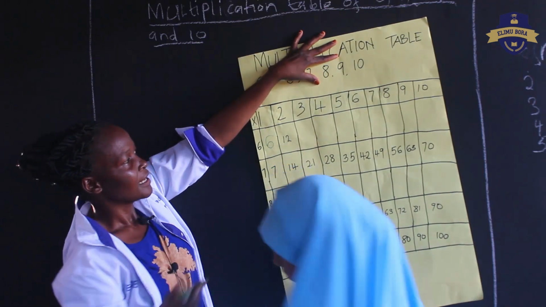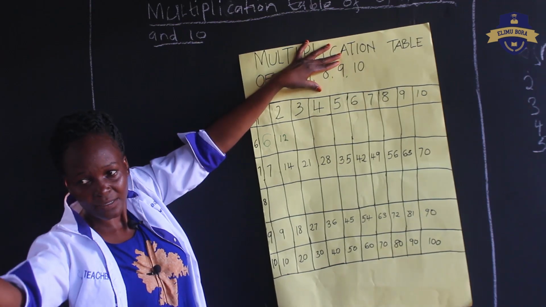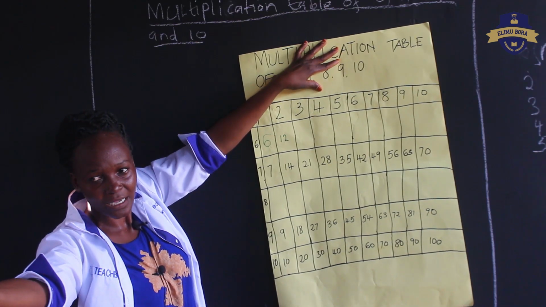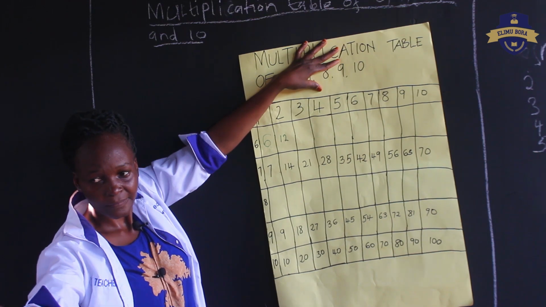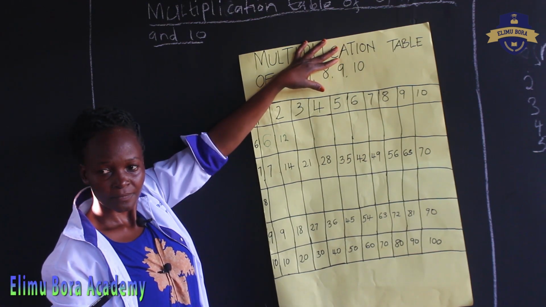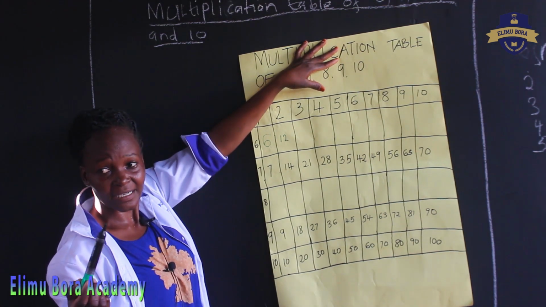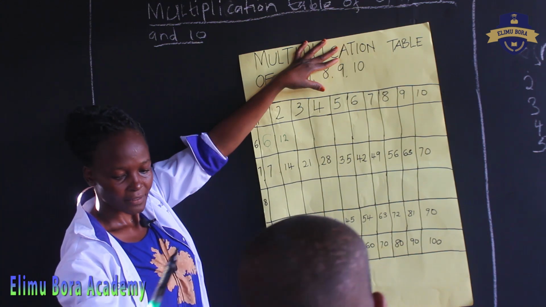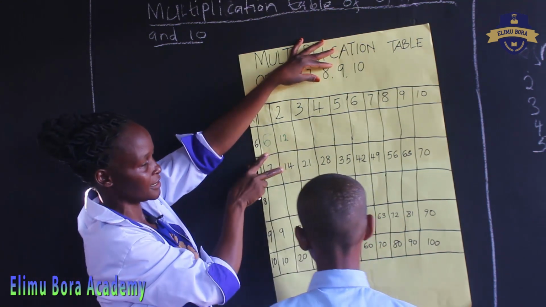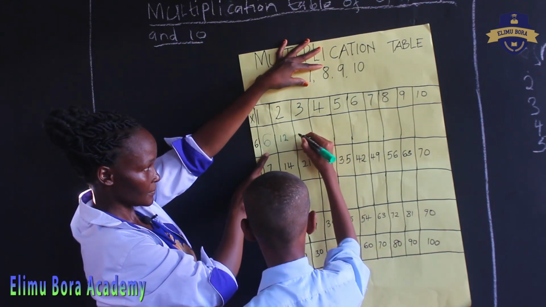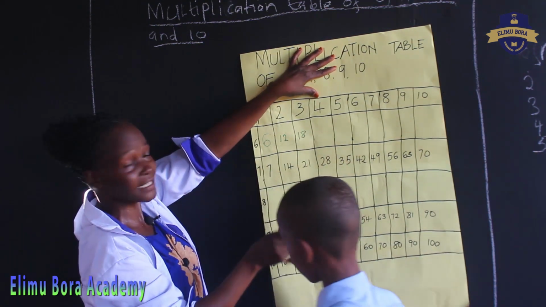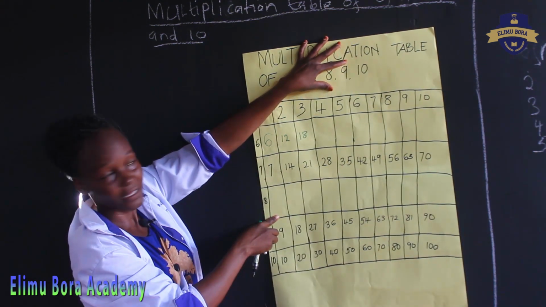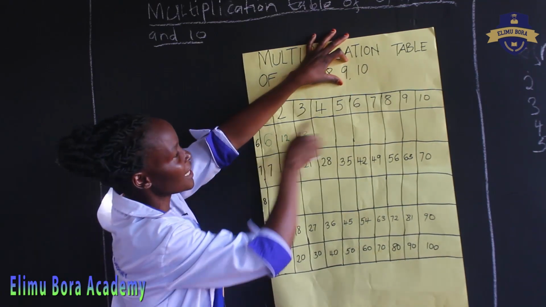Very good girl. 3 times 6. Abdishakur, come and write 18. Right here, 18. Is he correct or wrong? He is correct. Now what is 6 times 7?